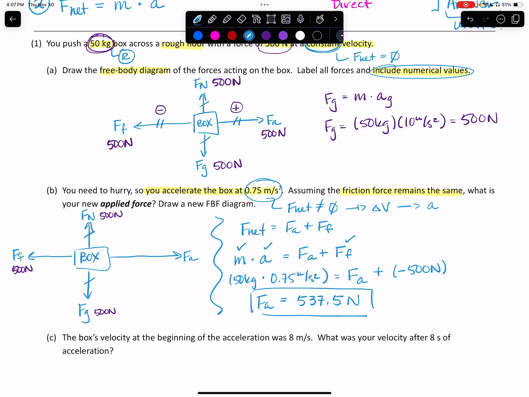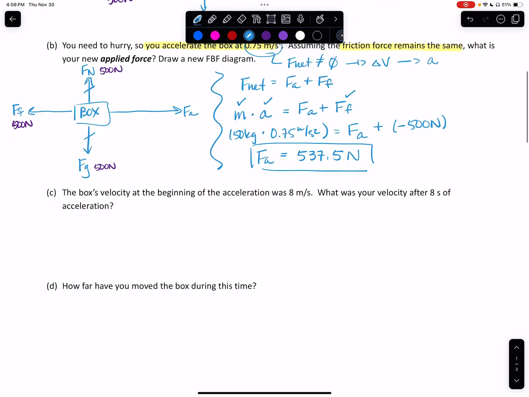All right, so as expected, if I want to speed the box up, I need to apply more force than I was before. Before, when I was moving at constant velocity, my applied force was 500 newtons. Now that I've tried to speed my box up, I need to add in a little bit more applied force, so it goes up, in this case, to 537 newtons.